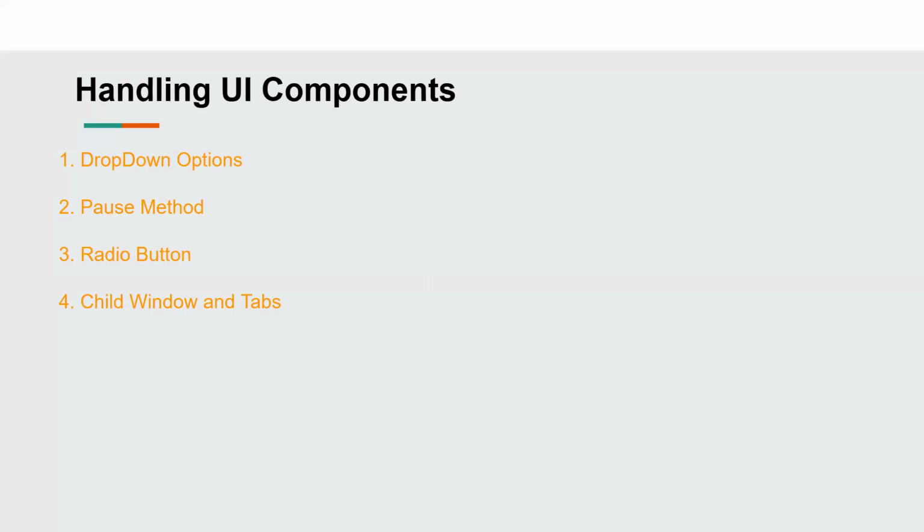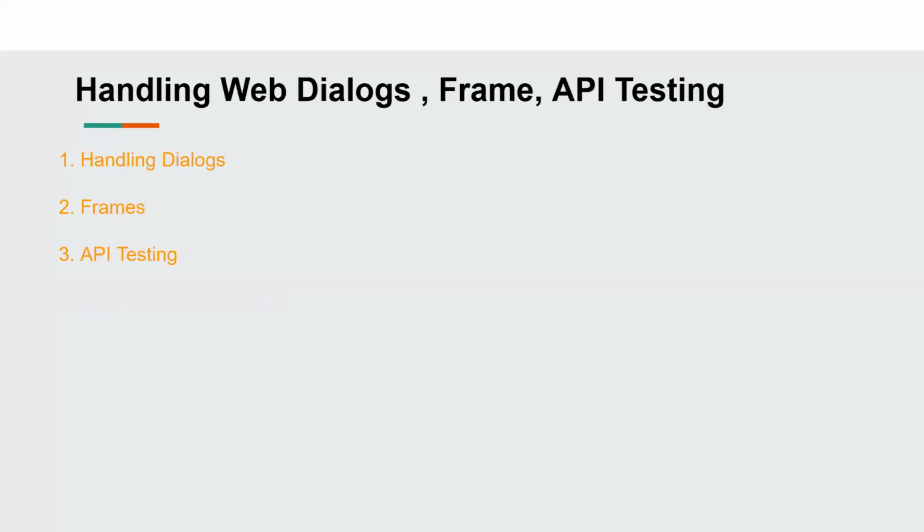Let's move to the next slide. Here, these are UI components. How to select drop-down options, what the pause method in Playwright is, and how to interact with radio buttons, child windows, and tabs. We'll look at all these things, whatever elements are there on the UI, and we'll be interacting with those, handling the alerts. We'll also handle frames, and we'll also talk about API testing, how to carry out API testing using Playwright.